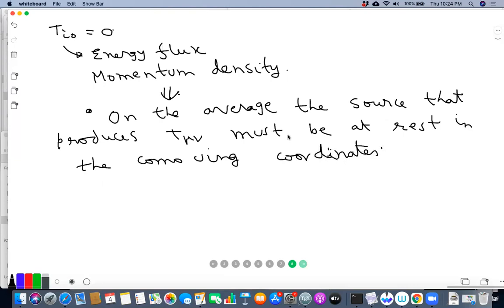Of course, this statement is valid only in the co-moving coordinates, because T^i0 equal to 0 is valid in this particular coordinate system in which you have written the FRW metric. You can certainly make a change of coordinate system in which this is not true. So T^i0 equal to 0 means that in the co-moving coordinate system, the net momentum density or net energy flux is 0. That means that the amount of energy flow from left to right must balance out the amount of flow from right to left. Hence, on the average, the source should be at rest. If there are objects moving from left to right, then there must also be objects moving from right to left on the average. So this is a consequence of isotropy.